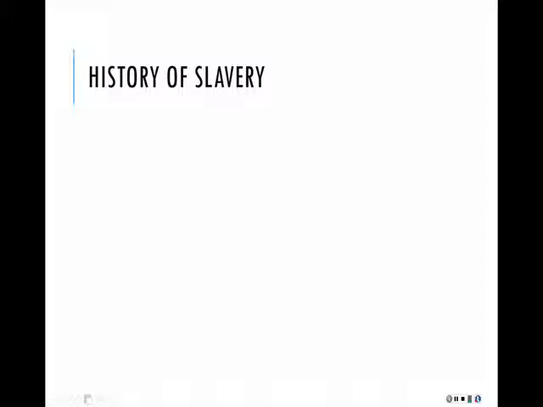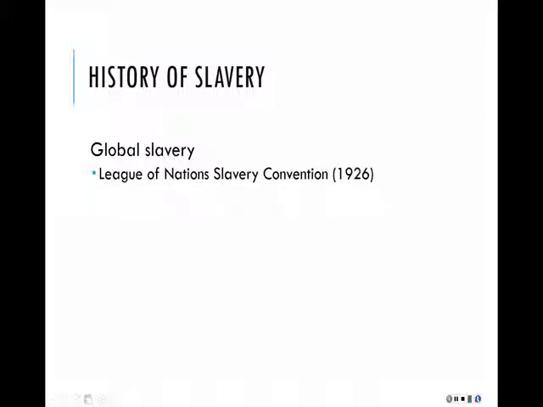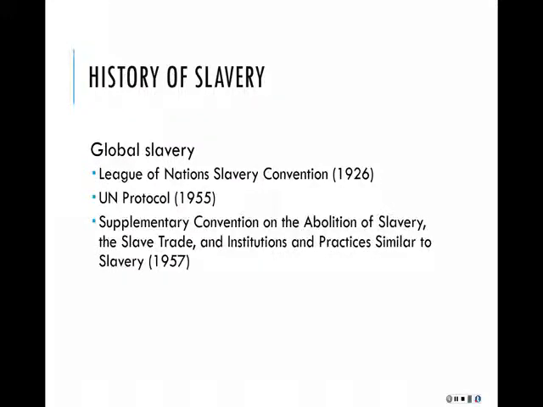All right, so if we think about global slavery, the practice of slavery was declared illegal by passing the League of Nations Slavery Convention in 1926. The UN Convention replaces it with a protocol in 1953, entering it into force in 1955. And then we have in 1957 the Supplementary Convention on the Abolition of Slavery, the Slave Trade, and Institutions and Practices Similar to Slavery. This activity declared slavery a criminal offense.